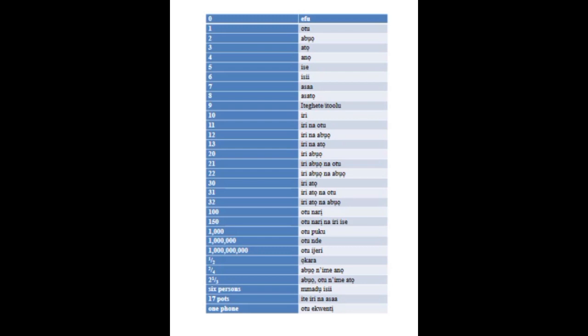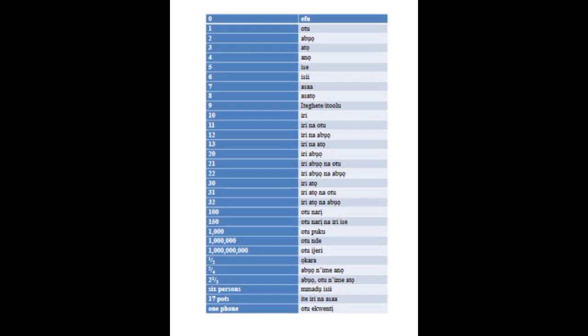Okay, now 21, you now say iri abụọ na. You see where the na comes in. Iri abụọ na otu. 2 tens and 1. 22, iri abụọ na abụọ. 2 tens and 2. And that is how it goes till you get to 29, 39, and the rest of them.